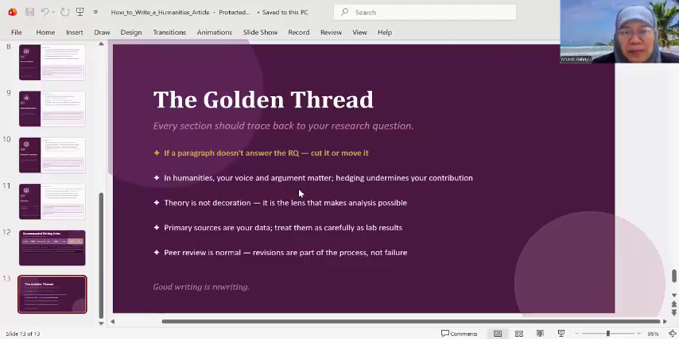So these are the tips for making your writing smoother. If a paragraph doesn't answer the research question, cut it or remove it. In humanities, your voice and argument matter, so hedging undermines your contribution. Theory is not decoration. Remember that theory is the lens that makes analysis possible. Primary sources are your data. Treat them as carefully as lab results. Peer review is normal, so revisions are part of the process, not a sign of your failure.